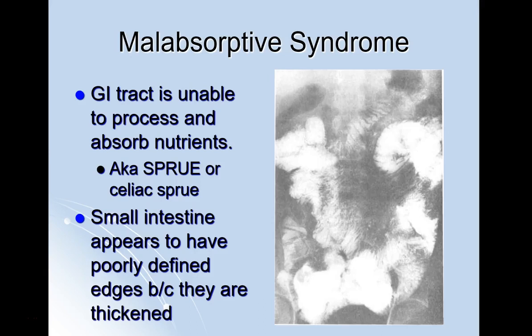Now, during a small bowel evaluation, the lining of the small intestine, or the mucosa, may appear thickened because it's constantly irritated. So you can see here you just have this thickened and irritated appearance in the small intestine. So what I want you to know is that celiac disease or celiac sprue is another name for malabsorptive syndrome, where the GI tract is unable to absorb nutrients. Okay?